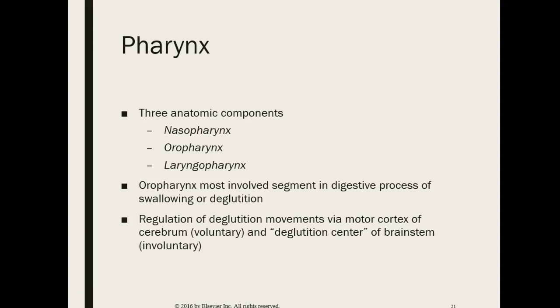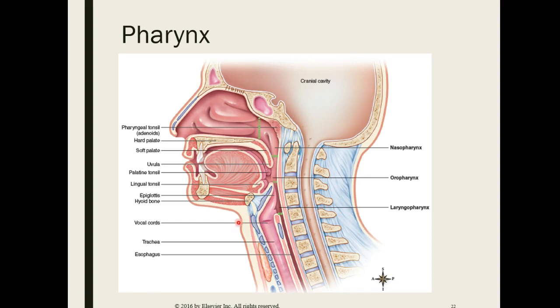So deglutition is going to be the swallowing of food, and this is regulated through the motor cortex of the cerebrum and then the brainstem. So here you can see the nasopharynx in this green kind of square here.